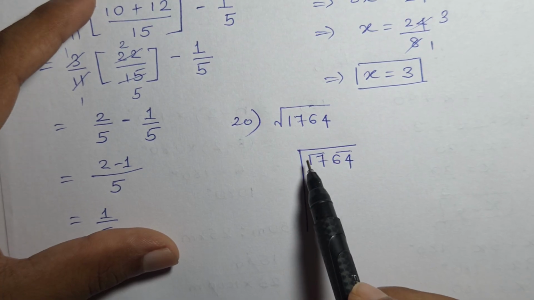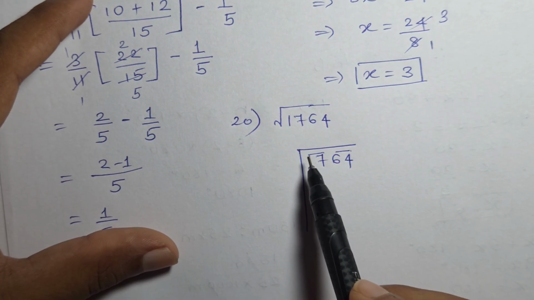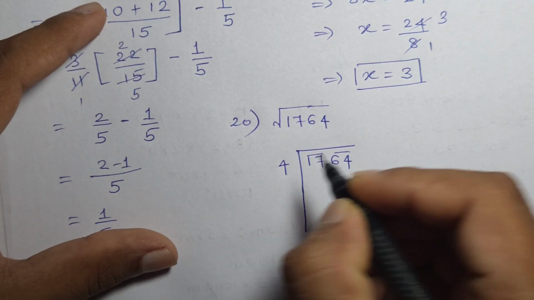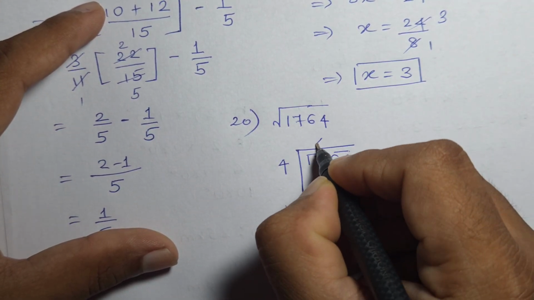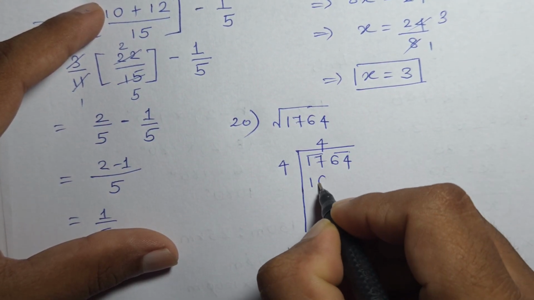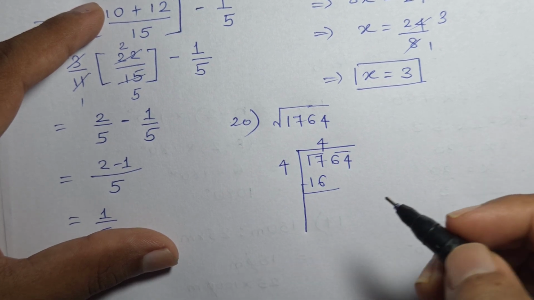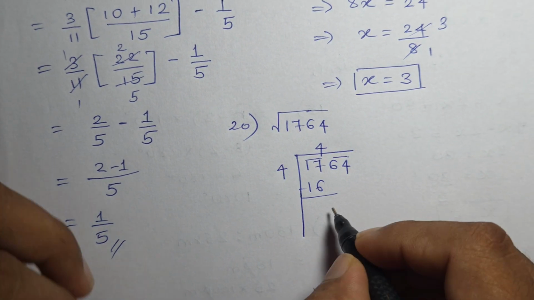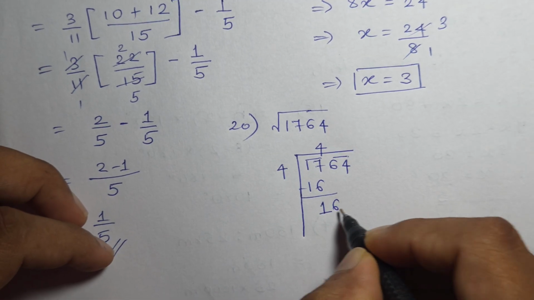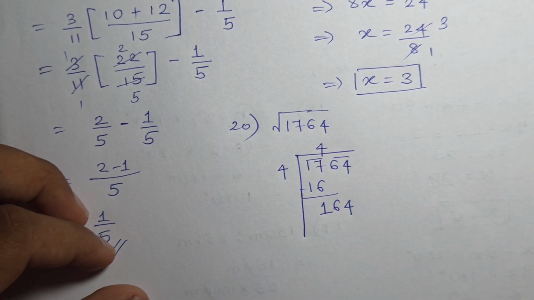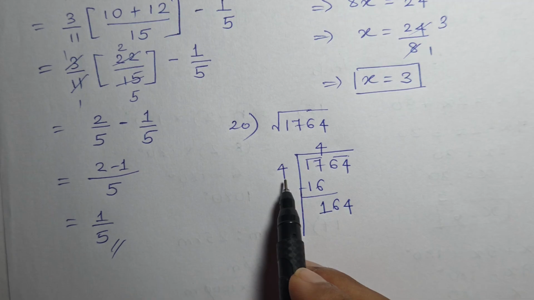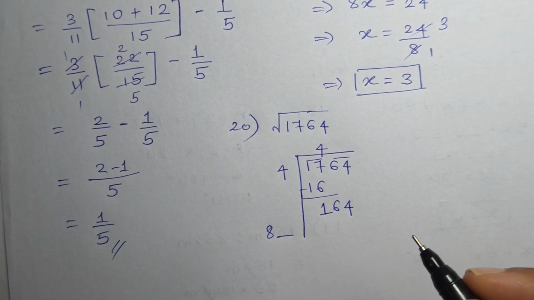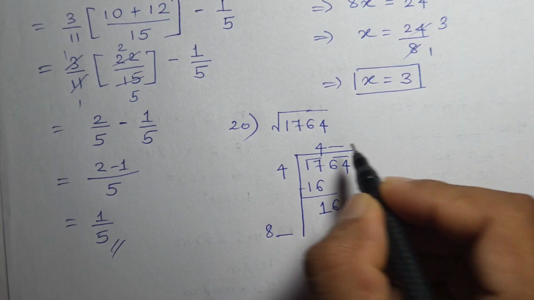The closest square number is of 4. So 4 square is 16, correct? So I will definitely take 4. Again here I'll write 4 and 16. Square of 4 is 16. So 17 minus 16 is giving you 1 and 64 is coming down, correct? Now I need to do the double of 4. What is double of 4? It is 8. So this one digit here, the same digit will repeat here.